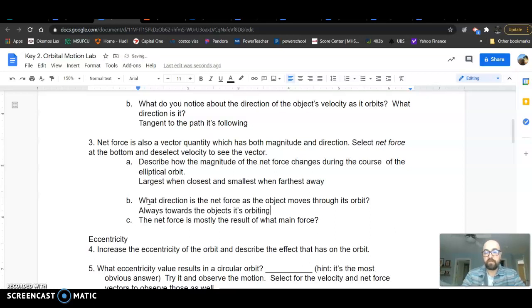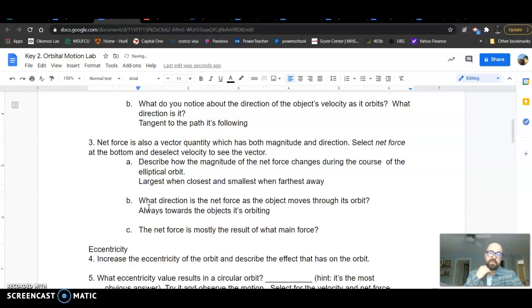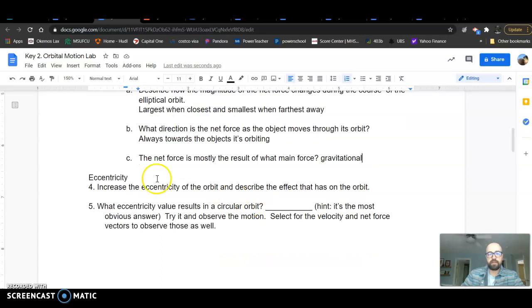So they're very different from the velocity, which is always tangent. The force is always towards the object it's orbiting, and that is because it's the result of the gravitational force. So some people struggle with realizing that part of it. So you want to make sure you put that in there.